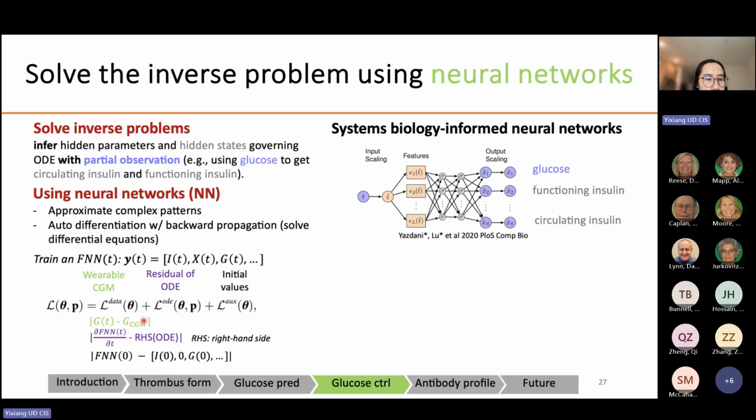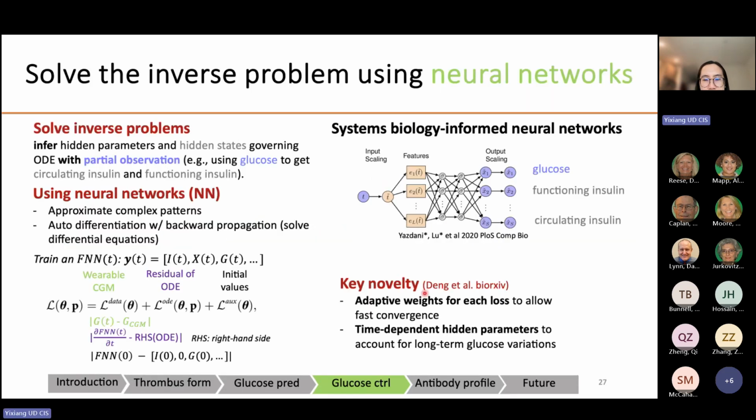So basically, this boils down to training a feed-forward neural network which, given a time, will predict the different states in our ordinary differential equations. This is done by minimizing the loss function, which is a combination of the data loss, denoted by the wearable CGM data, the residual of the ordinary differential equations, meaning the physics information, and third, the initial value, which we incorporate to make the system more stable.